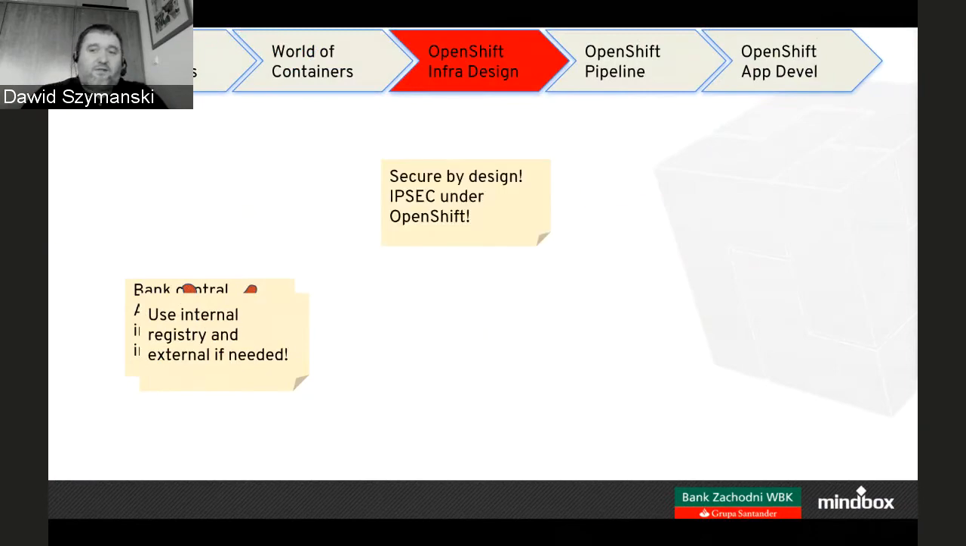Another thing is, as you know, we are a financial institution. Some of you probably keep your private money in our bank. So we need to be sure that your money is secure. How to say your money is secure? Well, it means that our applications are secure. It means that traffic between our applications is secure by default. So we said, okay, let's make IPSec under OpenShift.